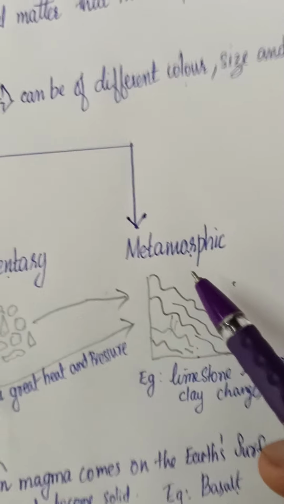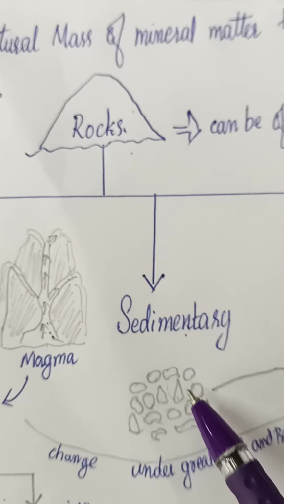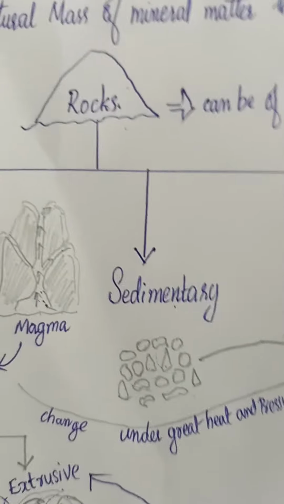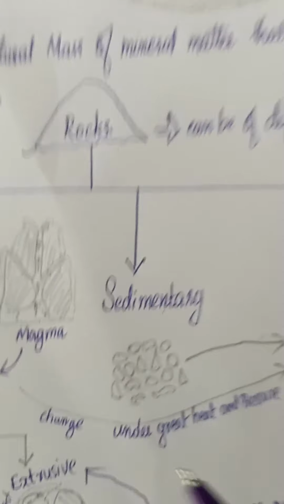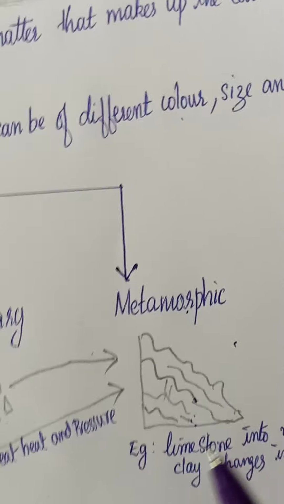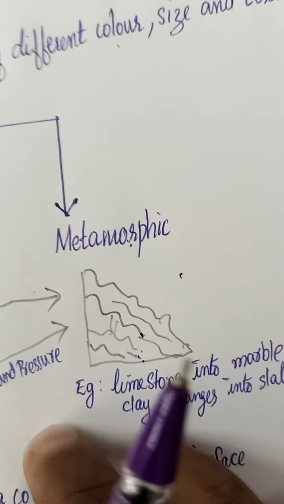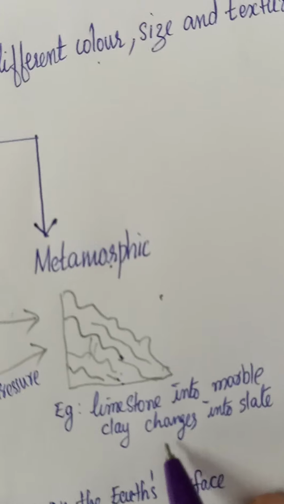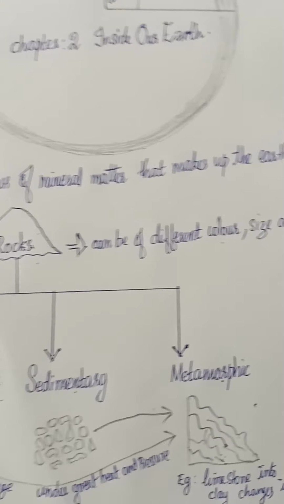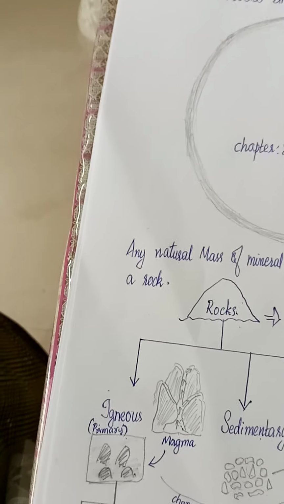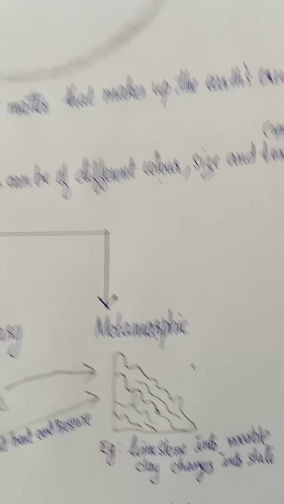Next are metamorphic rocks. Igneous rocks and sedimentary rocks can be transformed into metamorphic rocks. These changes happen due to great heat and pressure. For example, limestone, due to high heat and pressure, changes into marble. Clay, due to high pressure, changes into slate.